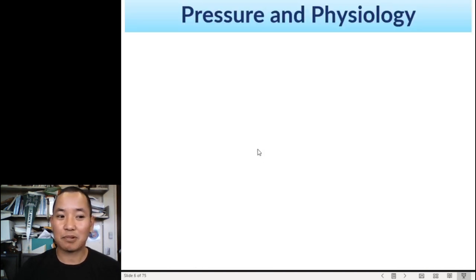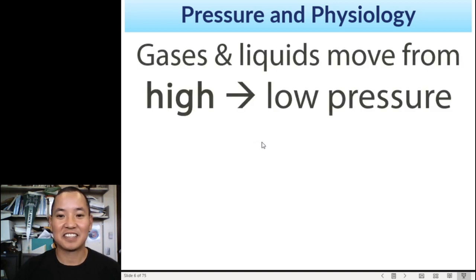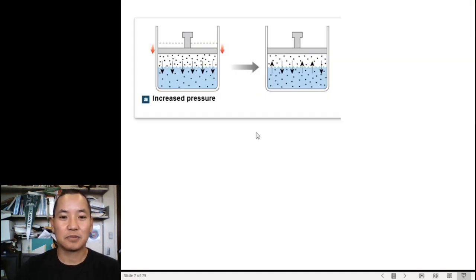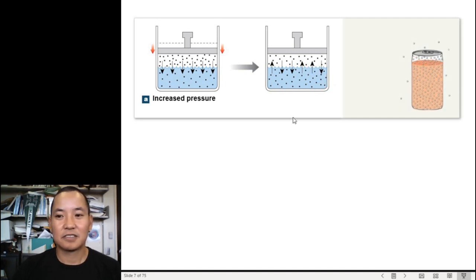Now again, remember my broad rule of pressure and physiology. Things move from high to low, and this rule will really help you through this lecture. All right, so this is a picture from your book. What's it showing? Well, these little black dots, I think, represent gas, and of course this blue is some sort of liquid. So what happens when you increase the pressure? Notice that the amount of these little dots increases inside the blue liquid right here. So the example to use is carbonation. So what happens with carbonation? Yes, if you haven't had chemistry yet, gases can dissolve in liquid.